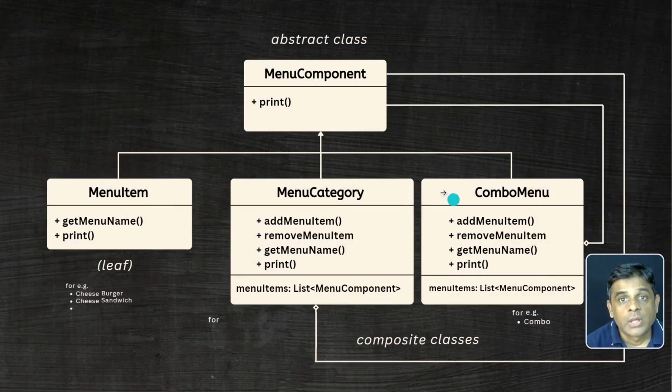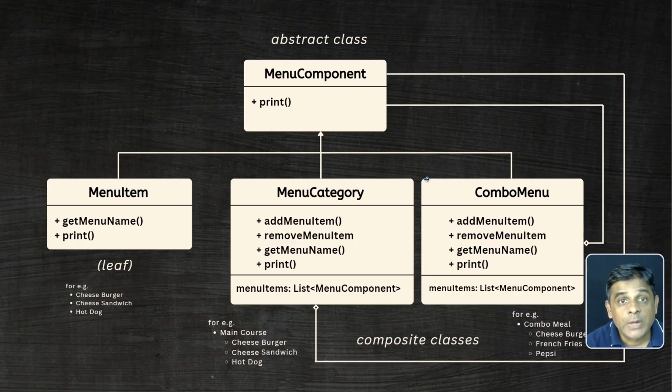Now this is a UML diagram I have created for this particular example. I created one abstract class that just facilitates a print functionality. Each class, like menu item and categories, that means the composite classes, derives from this abstract class. Now this is a menu item. It implements the print function, and it also provides necessary functions, like if I want to return the menu name or the menu price, I can use all this functionality here.